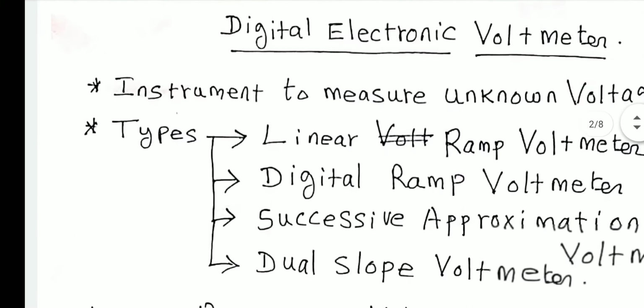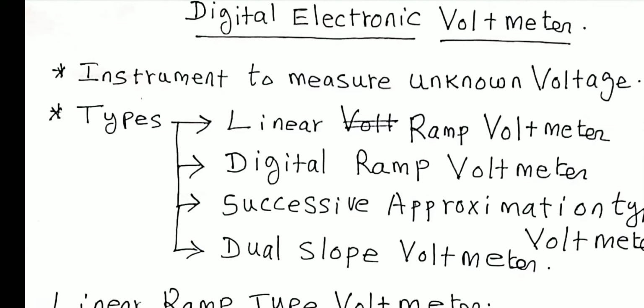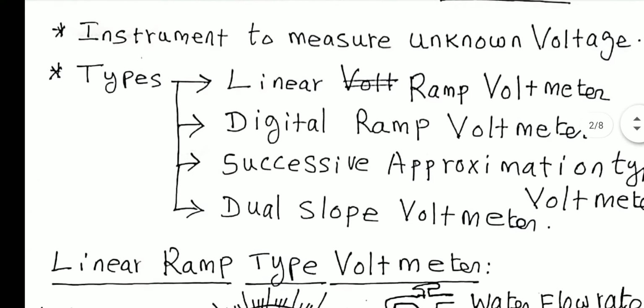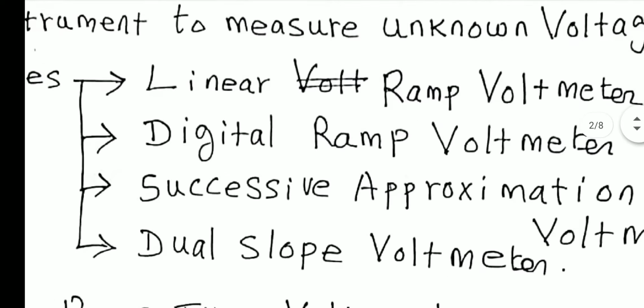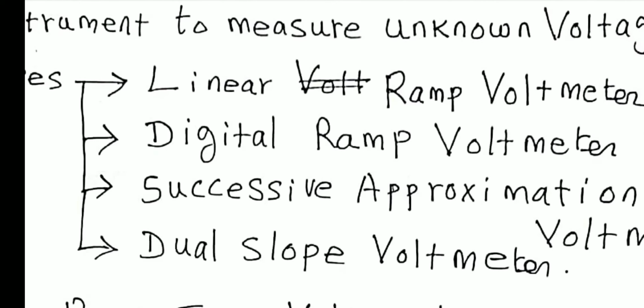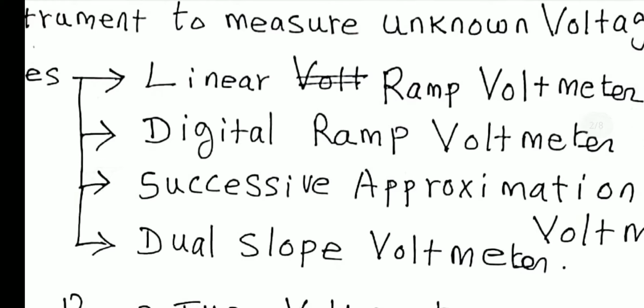Now, there are 4 different types of digital electronic voltmeter. 4 methods are there to construct them, and based on that, we can construct 4 different types of digital voltmeter. They are the linear ramp voltmeter, digital ramp voltmeter, successive approximation type voltmeter, and dual slope voltmeter. In this video I am planning to cover the linear ramp voltmeter and digital ramp voltmeter. In the next video we can discuss the successive approximation voltmeter and dual slope voltmeter.